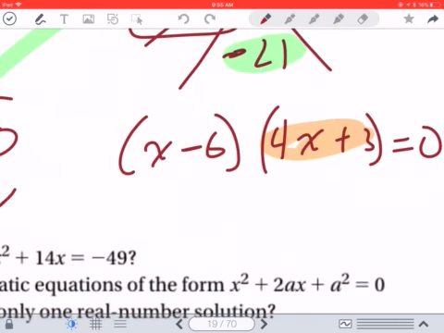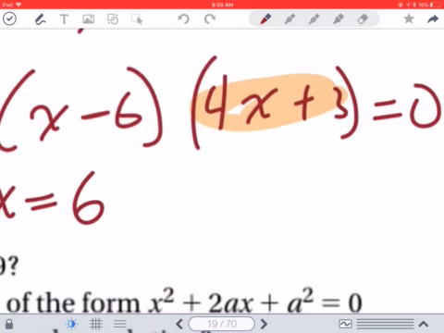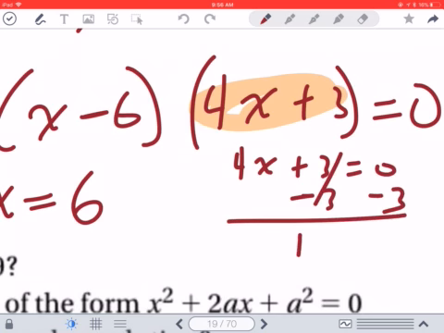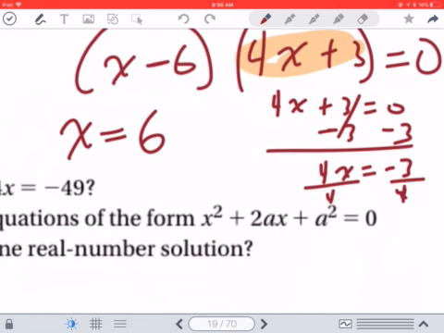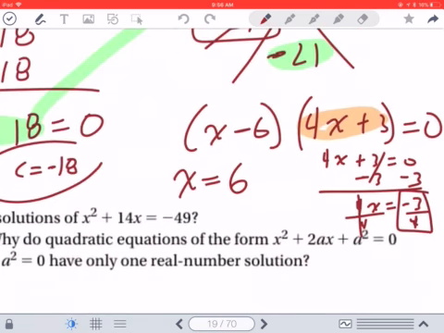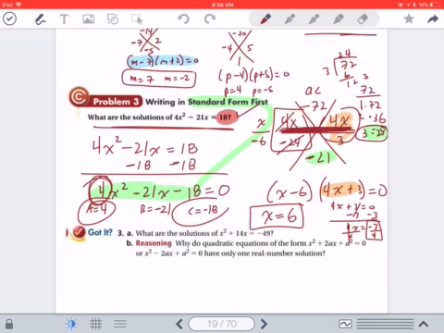So one solution is going to be 6. The other solution, you can probably do that mentally, but we'll subtract 3, and I get 4x equals negative 3. Divide by 4, and my other solution is going to be negative 3/4. So those are my 2 solutions.